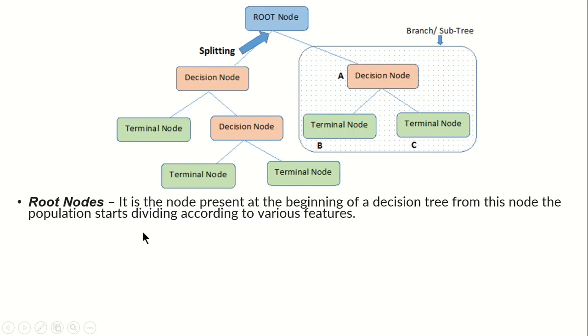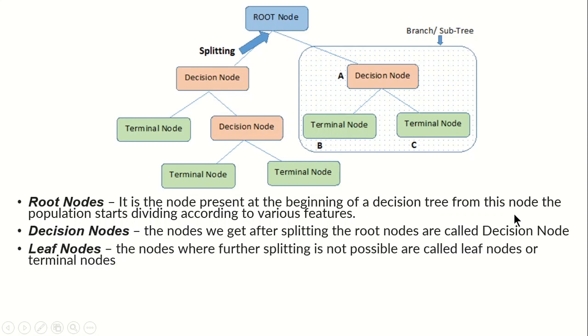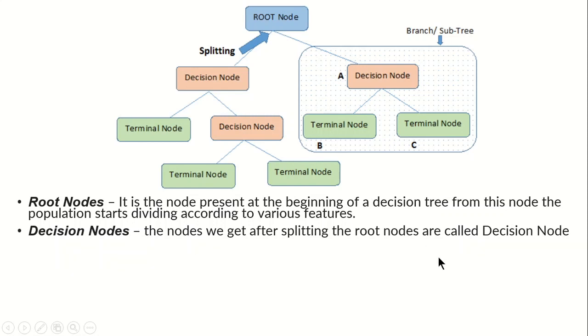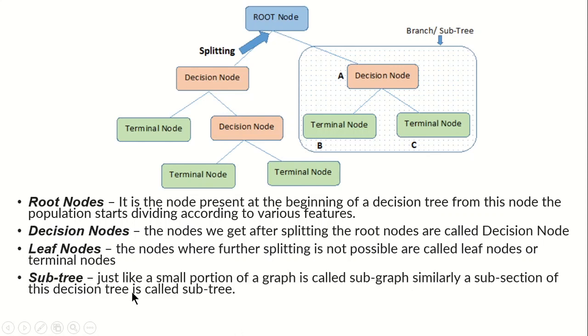The root node is the node present at the beginning of a decision tree. From this node, the population starts dividing according to the various features. The nodes we get after splitting the root node are called decision nodes. Leaf nodes are the nodes where further splitting is not possible. They are called leaf nodes or terminal nodes. Just like a small portion of a graph is called a subgraph, a subsection of the decision tree is called a subtree. That's what is shown here.